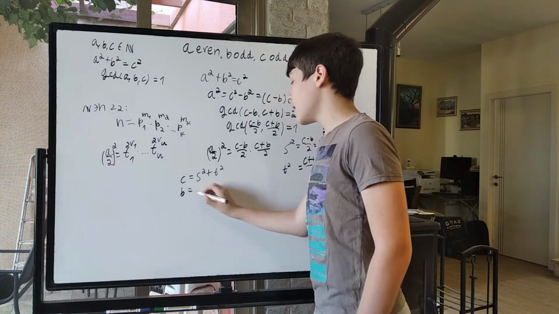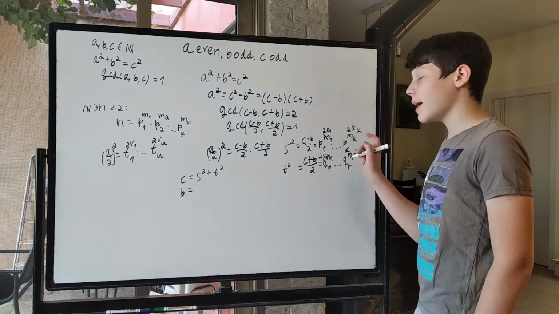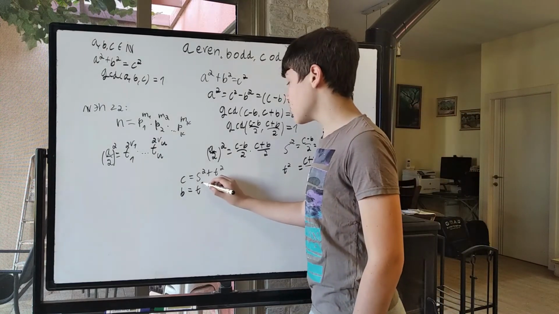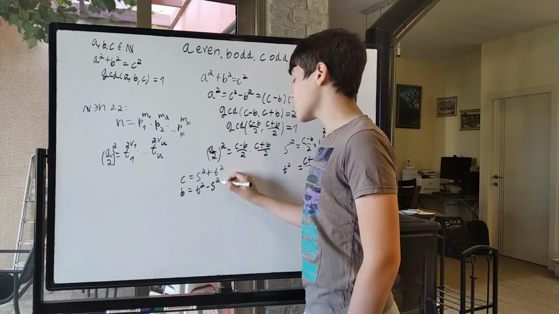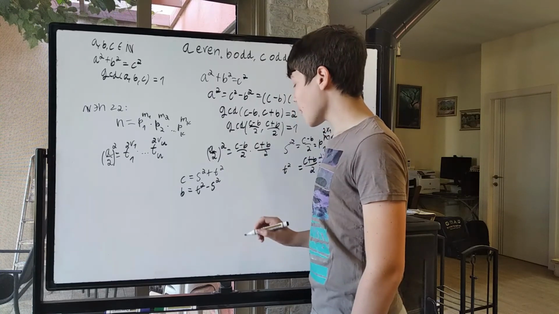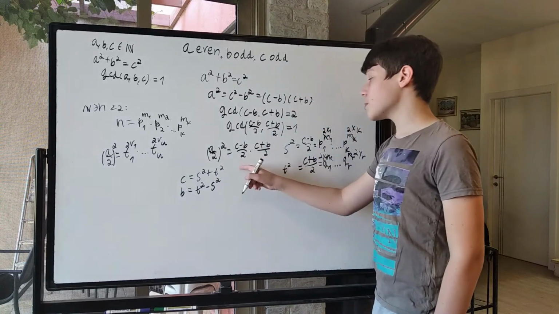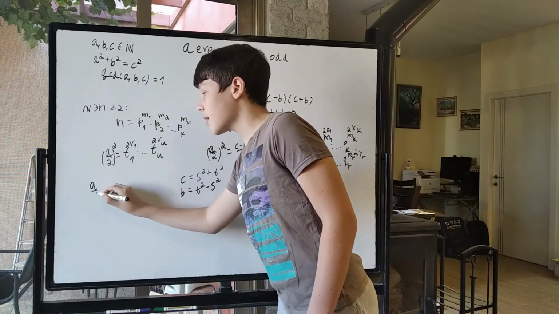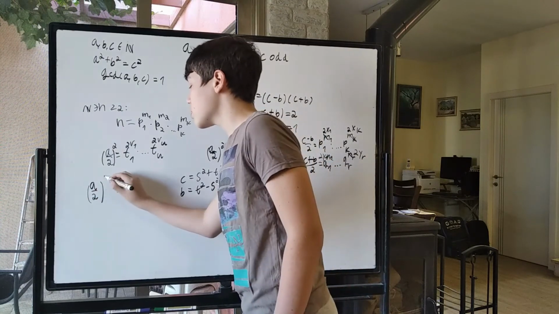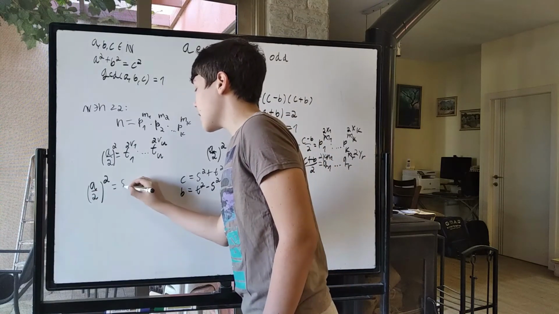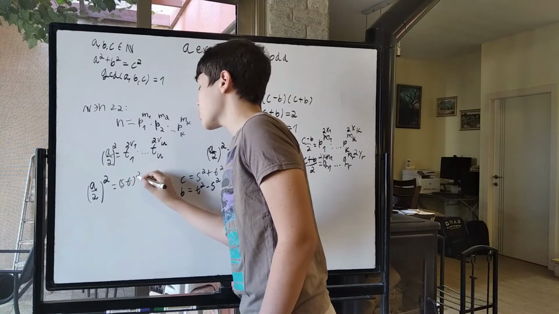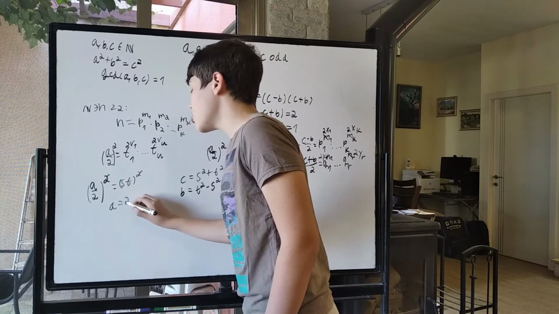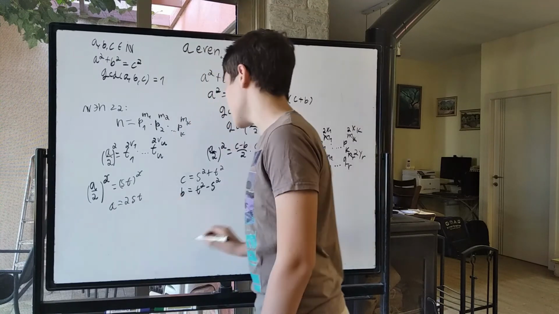B is (c plus b)/2 minus (c minus b)/2, and so b is t squared minus s squared. And when we plug in (c minus b)/2 and (c plus b)/2 here, we get, let's do it on the side, (a/2) squared is s times t all squared. We can cancel these squares out and multiply by 2 to get that a is 2 times s times t.